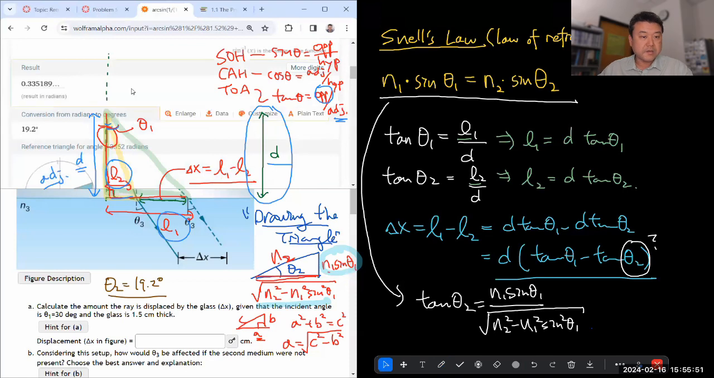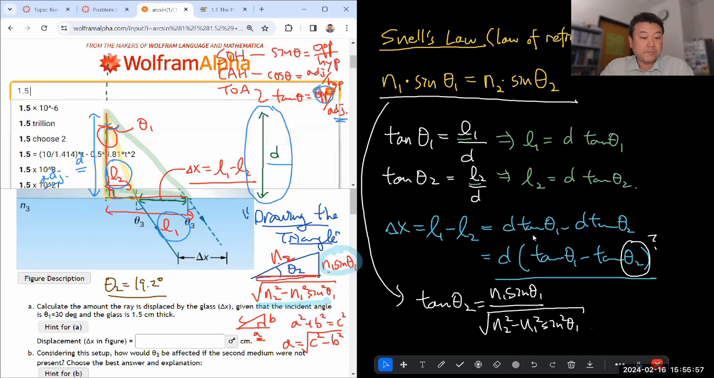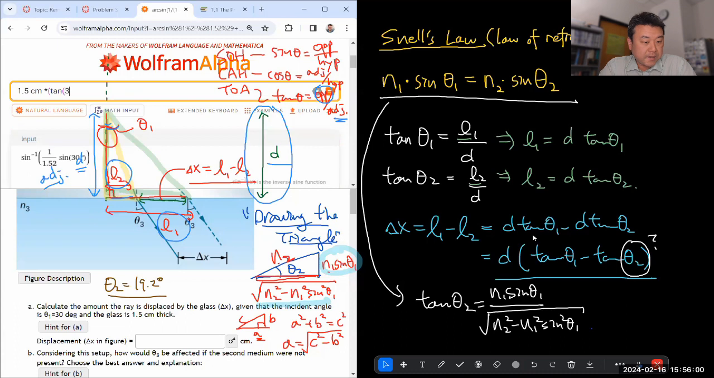So let me do it here. I'm going to just enter the entire expression all in one go. My delta x is going to be d, 1.5 centimeters, times tangent of the angle, I'm given that, 30 degrees, minus, and for tangent theta 2, I'm going to enter this expression: n1, which is 1, times sine of 30 degrees, divided by the square root of n2 squared, so that's 1.52 squared, minus n1 squared, 1 squared, times sine of 30 degrees squared, square rooted, close the last parenthesis. So that's the entire expression for delta x.